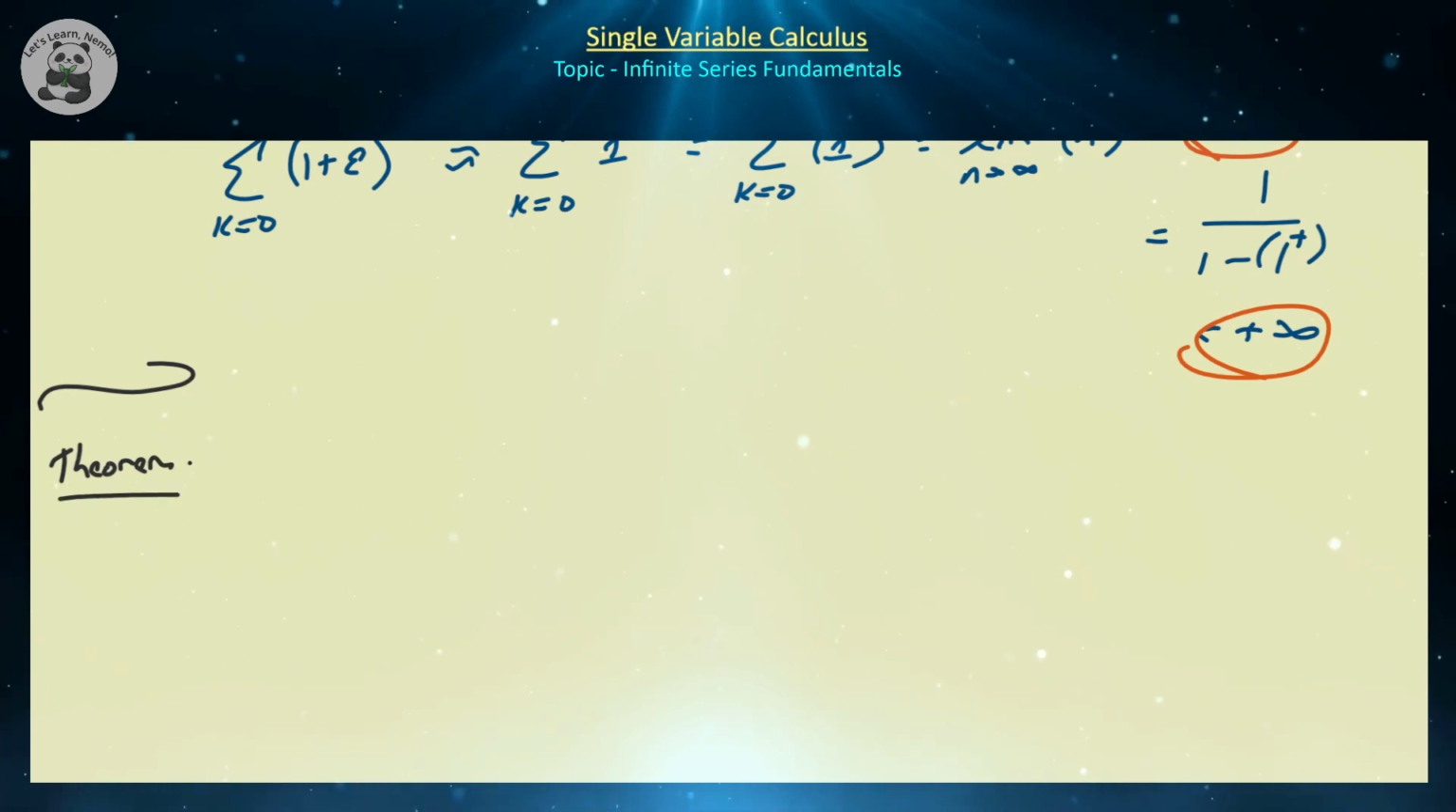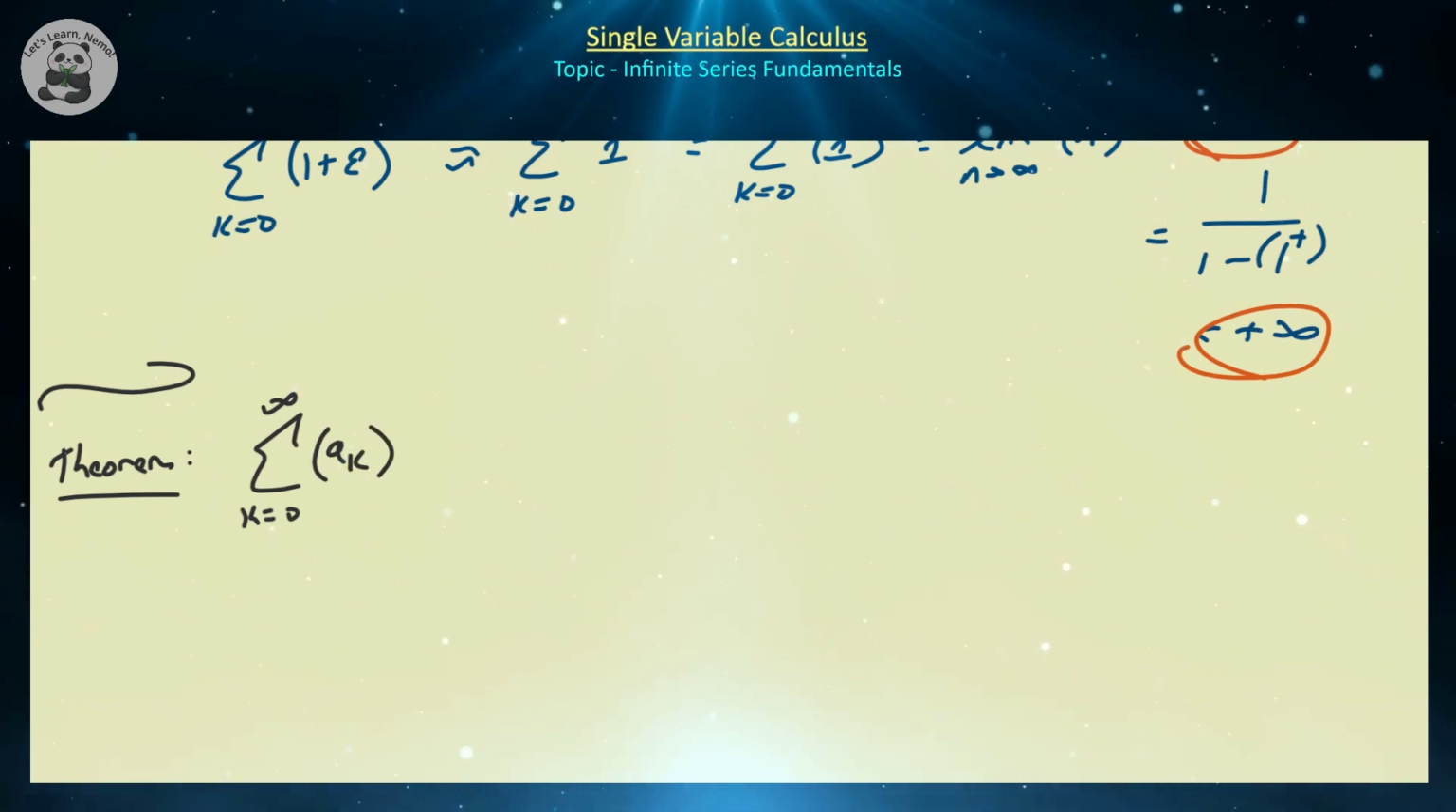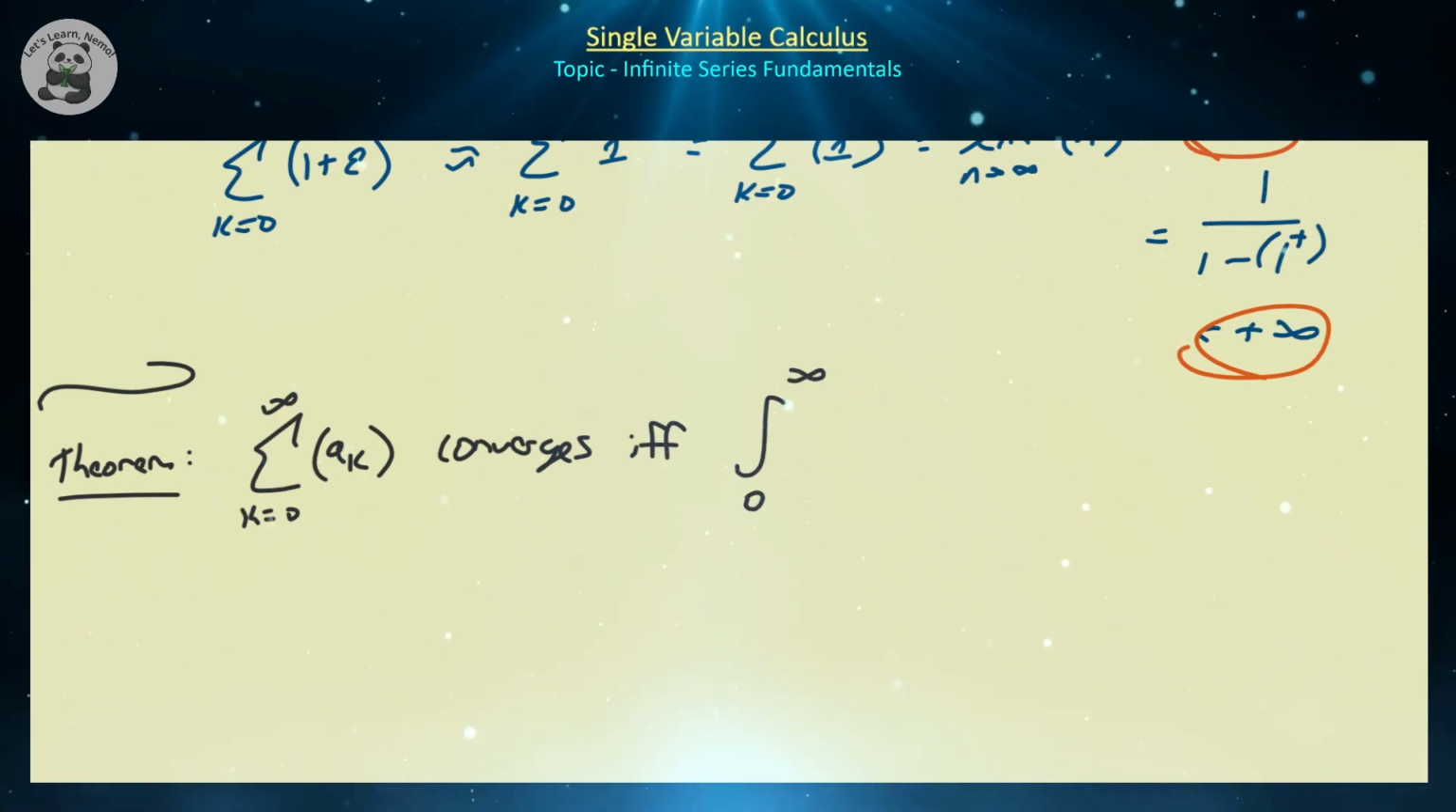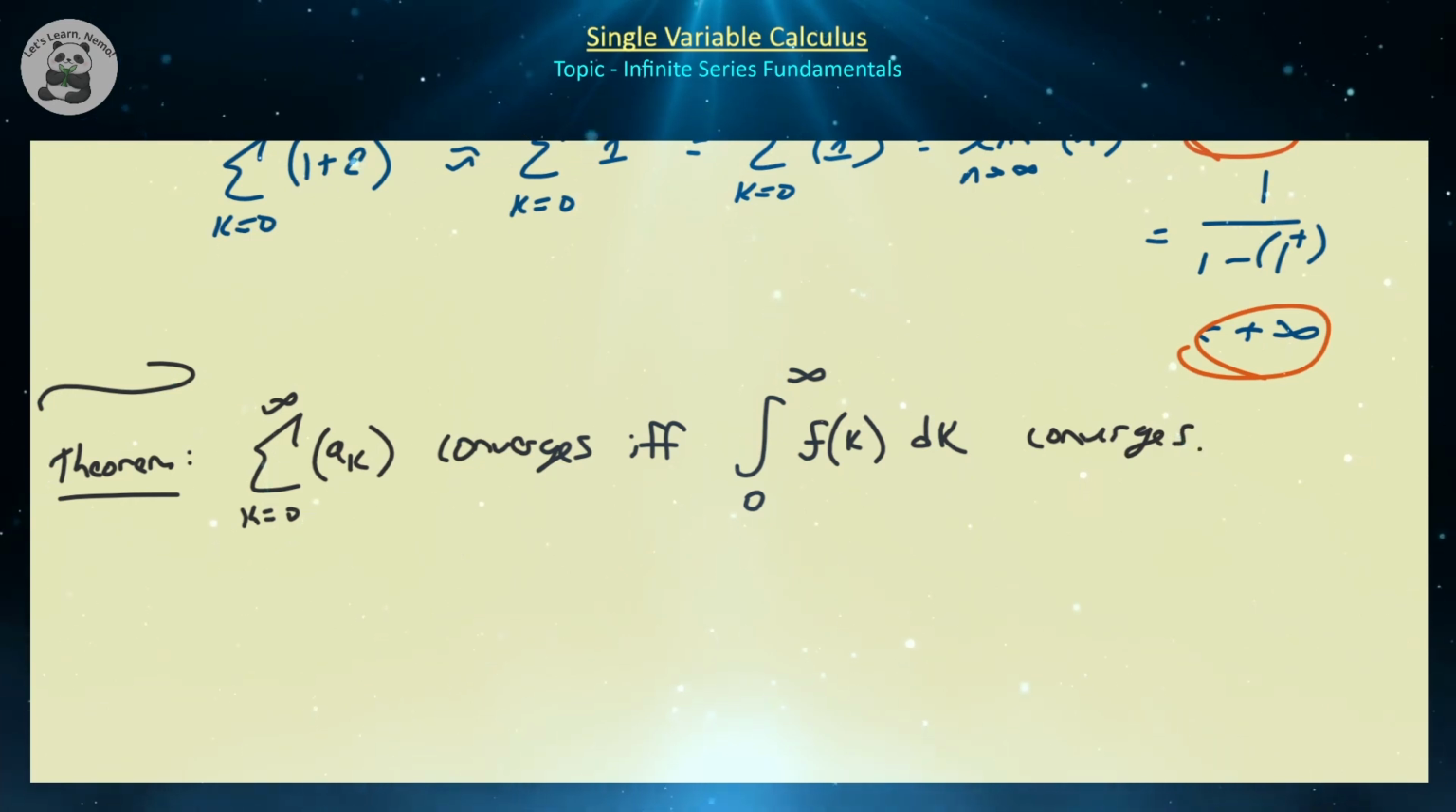So that's where a theorem such as this one is going to come in handy. There's a theorem, and it says this. The sum from k equals 0 to infinity of a_k, where a_k is some sequence, converges if and only if the integral from 0 to infinity of f(k) dk converges. And when I say if and only if, that means if this converges, that means that converges.